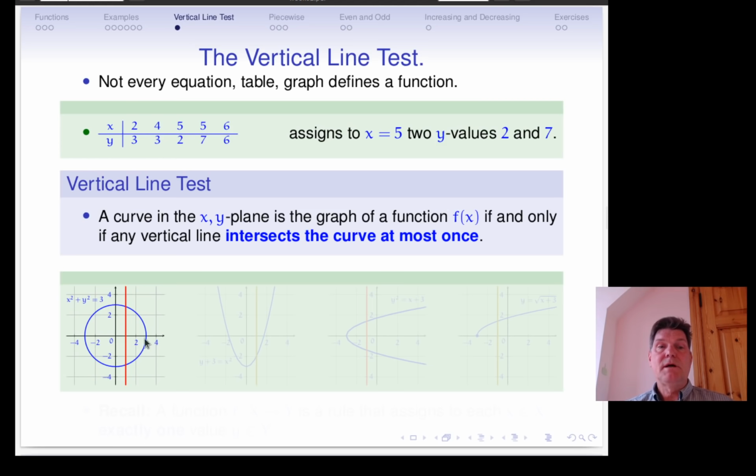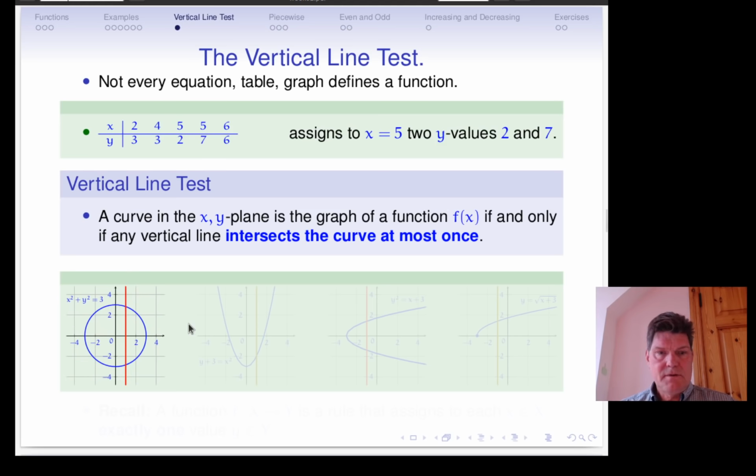And the vertical line test here, applied in the form of this red line, indicates that this vertical line here does indeed intersect the blue curve twice. It's once here and once there. This curve is not the graph of a function.